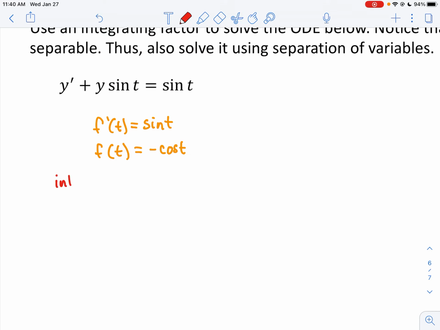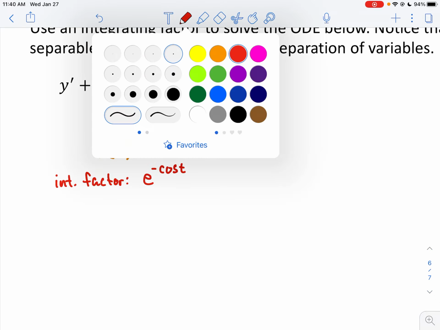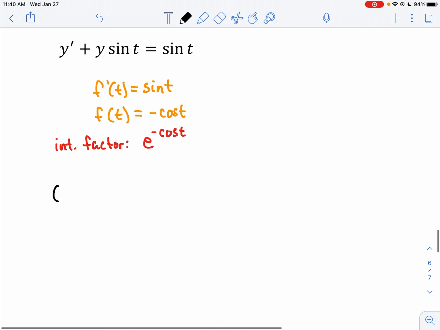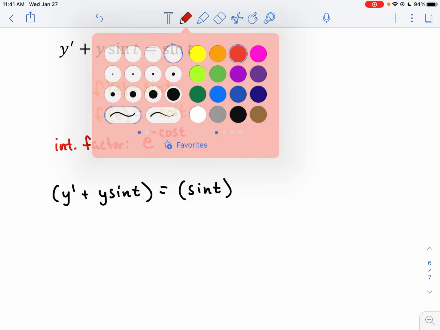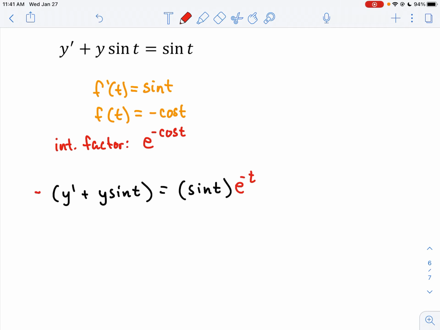And so our integrating factor, just to stick with the same color coding I've been doing, is going to be e raised to this f of t function. So e to the negative cosine of t. Now we want to take our differential equation and multiply both sides by this integrating factor. So we have y prime plus y sine t equals sine of t, and multiply both sides by the integrating factor. Oops, I forgot that should be this. Here we go. Integrating factor gets multiplied both sides.